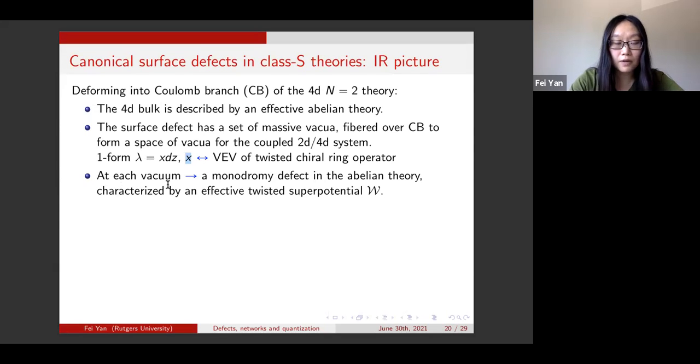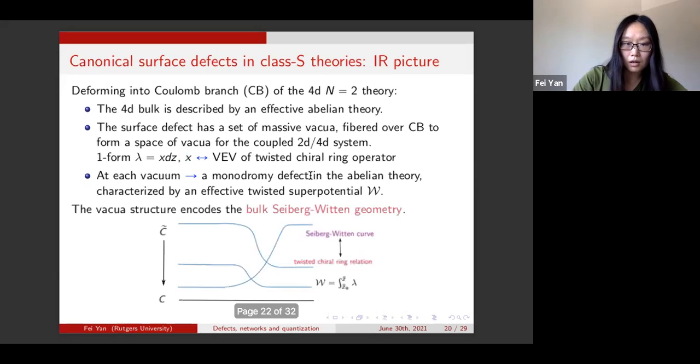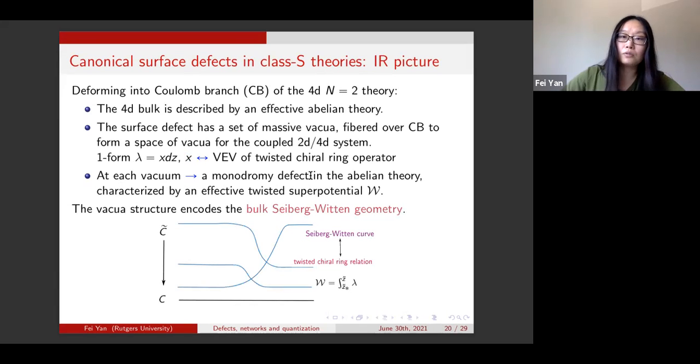And at each vacuum, no matter what kind of UV description you have for your surface defect, in the infrared at each massive vacuum, the surface defect becomes some simple monodromy defect in the Abelian theory with some Abelian Gukov-Witten parameter, and is characterized by effective twisted superpotential. So the nice thing about this whole infrared behavior is that this vacuum structure of the coupled 2D-4D system actually encodes the bulk Seiberg-Witten geometry.